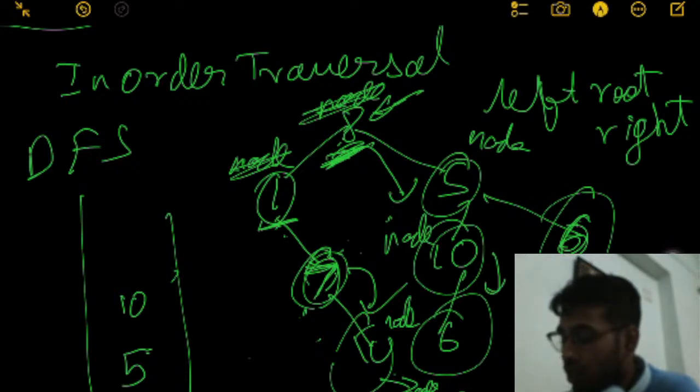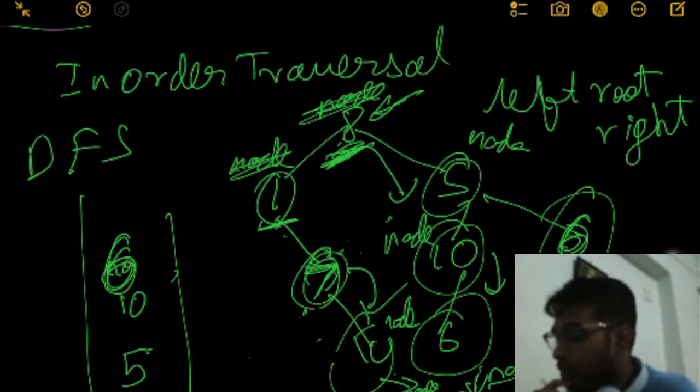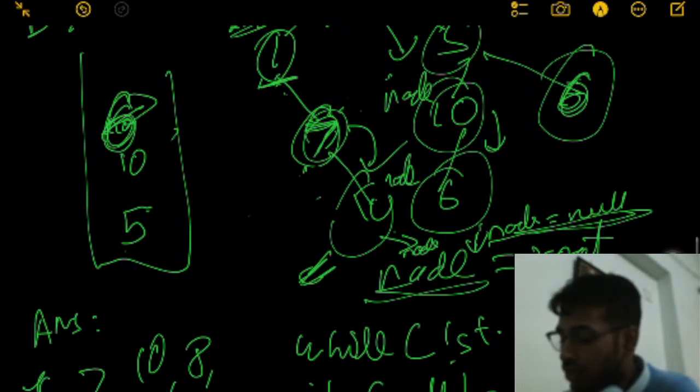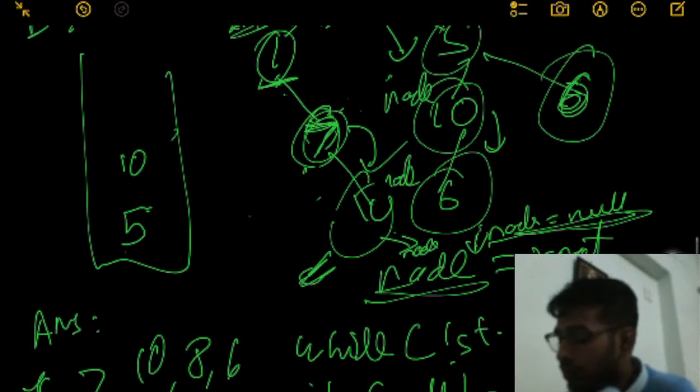Is node equal to null? No. So it will push 6, and it will move to the left of 6. Now the left of 6 is null, so node is equal to null. So what will happen is it will now start popping. This 6 will get popped, and it will be added to the answer list.